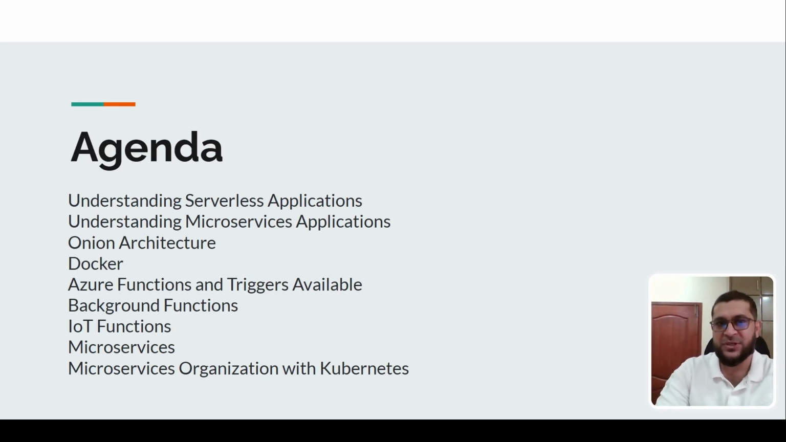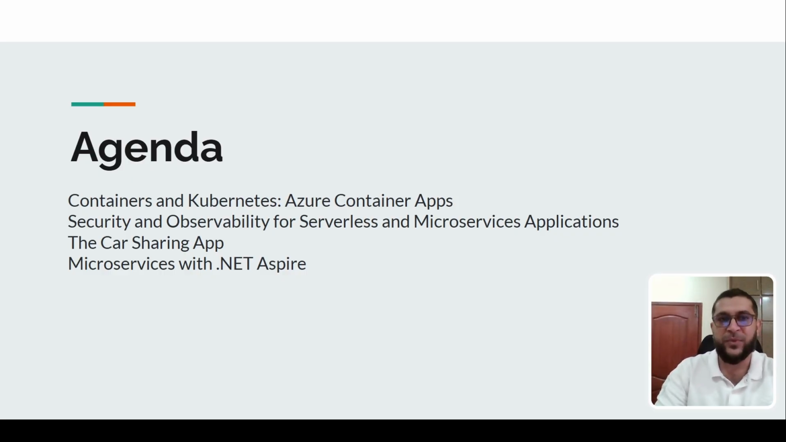And for this course, this is my agenda. First, we will understand how serverless applications work. Then we will look at microservices, then onion architecture, then how to work with Docker. We will understand different types of Azure Functions, their types like trigger, background functions, IoT functions, and microservices, and how to organize microservices with Kubernetes. Then we will see containerization in microservices with the help of Kubernetes and Azure Container Apps. Then we will check security and observability inside serverless microservices.